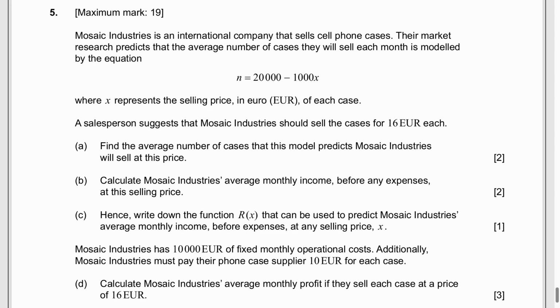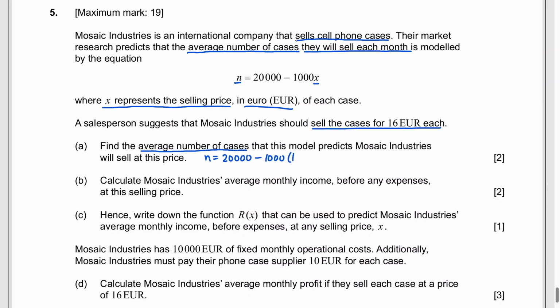Question 5. N represents the average number of cell phone cases the company sells each month, and it is modeled by the given equation. X is the selling price of each case. Part A. A man suggests that the price should be set at 16 per case. So we substitute x equals 16 into the equation to find n, and get n equals 4,000. The total income would then be the number sold, 4,000, times the price 16, which gives 64,000.